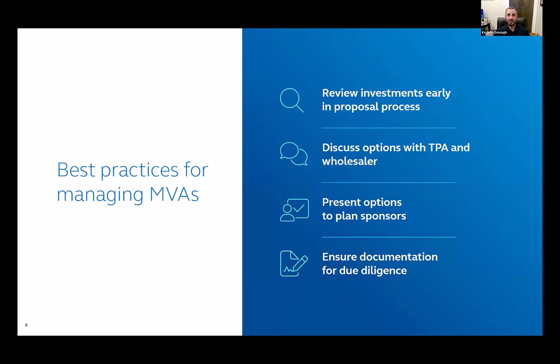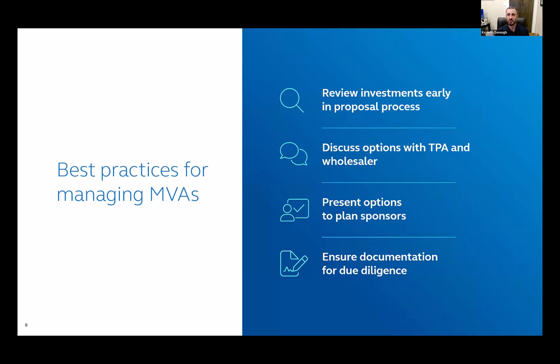So there's some best practices out there when you're managing and going through these MVAs. First, review the investments early in the proposal process. We love to see a plan level asset statement prior, figuring out how much is actually in the fixed account, what we could do to, again, mitigate some of these challenges. You want to discuss options with your TPA. You want to discuss options with the wholesaler and the record keeper that you're working with.